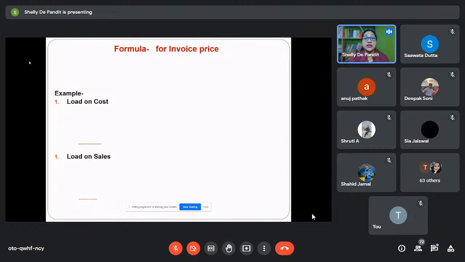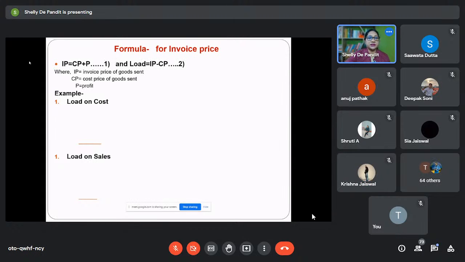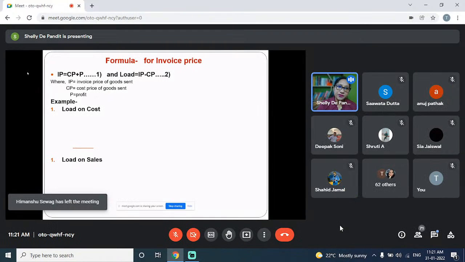Now, let us try to have some knowledge on the formula to find out the load and pro forma invoice price. This is basically a very easy formula. From economics, you have the concept of selling price: S is equal to C plus P. Just in the place of S, I put IP, that is invoice price. So invoice price is what? You remember our example, 120 was invoice price.